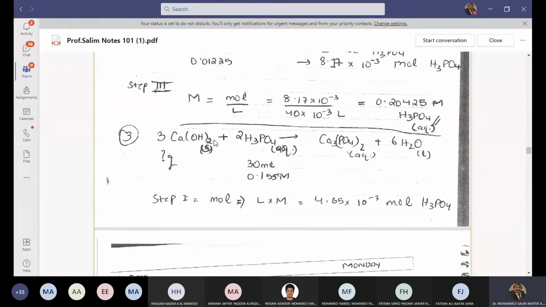This is a balanced equation. If you like it, tell me please. Calcium hydroxide plus phosphoric acid gives calcium phosphate plus water. I gave you this information and this information. I am not asking for molarity or volume or something. I want to know how many grams I need.